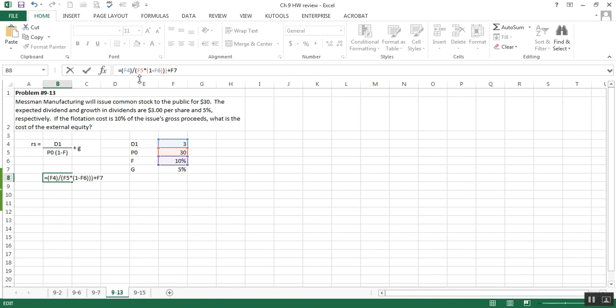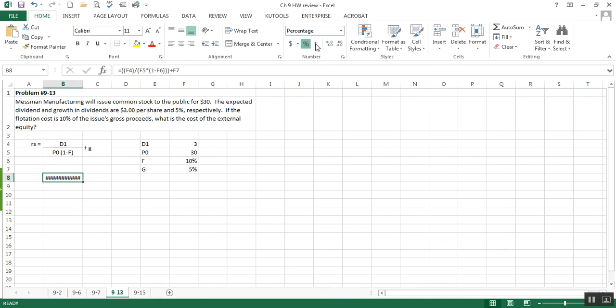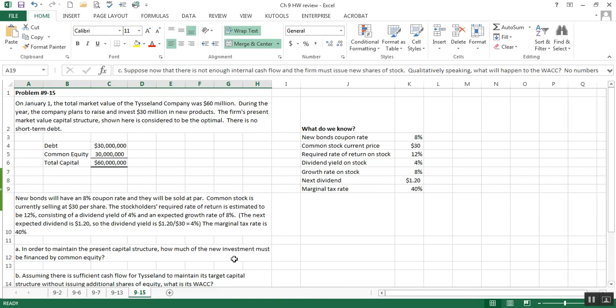I'm going to put another set of parentheses here just to make sure that's right. And we have a cost of external equity of 16.1% for this company. And finally, let's look at 9-15, a challenging question.